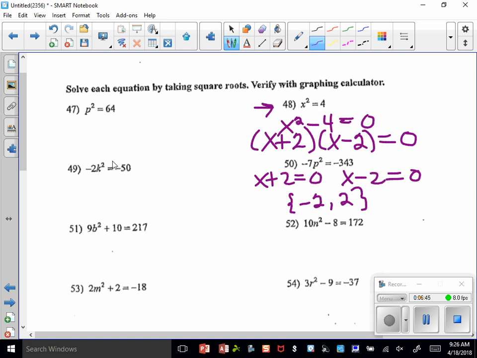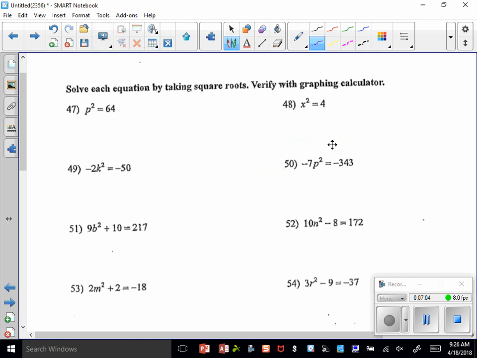We could move this 50 over, set it equal to 0, factor out a 2, and factor it. Okay, we could do this one the same way. Move the 18 over, set it equal to 0, factor it, and get our solutions. Okay, however, here's another option. So I'm going to show you a different way of solving the same problem. So we already know the answers are 2 and -2. So I'm going to show you a quicker way to do it when you only have these two terms like this. This is all you have to do.